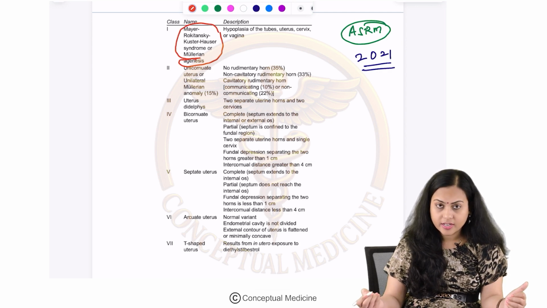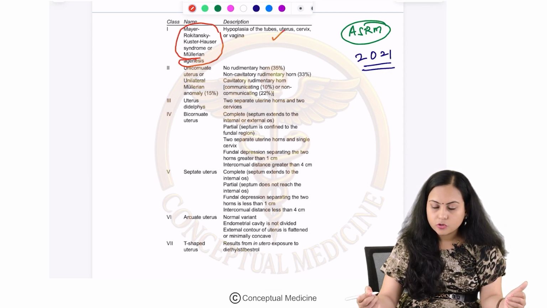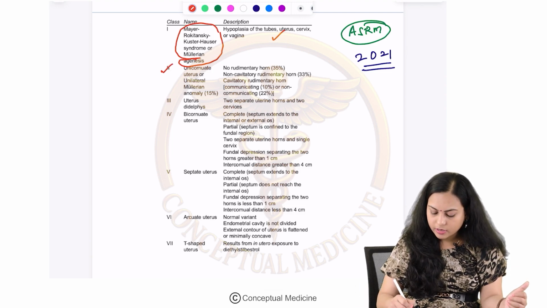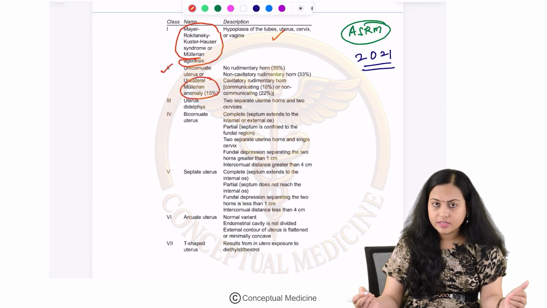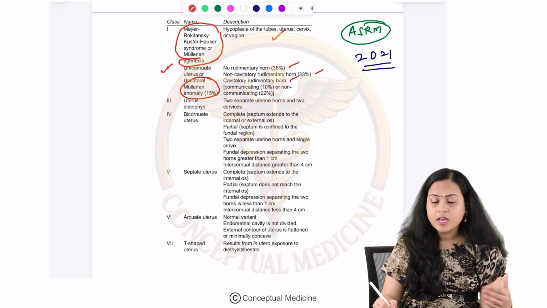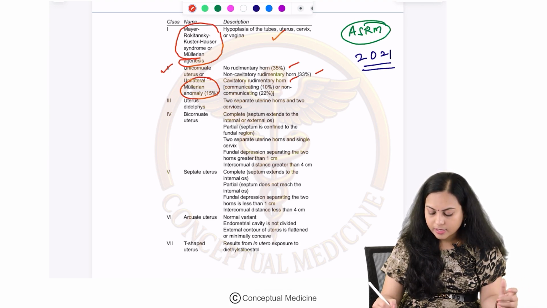It is nothing but a Mullerian Agenesis only. So we have hypoplasia of the tubes, uterus, cervix or the vagina, and then you have the unicornuate uterus, a unilateral Müllerian anomaly that is seen in 15%. So there is no rudimentary horn, there is a non-cavitatory rudimentary horn or a cavitatory rudimentary horn that can be communicating or non-communicating.